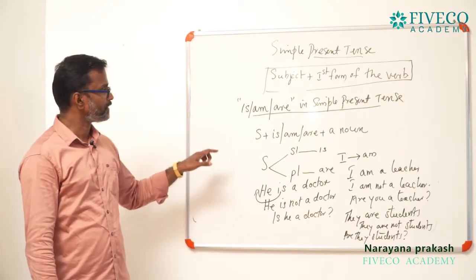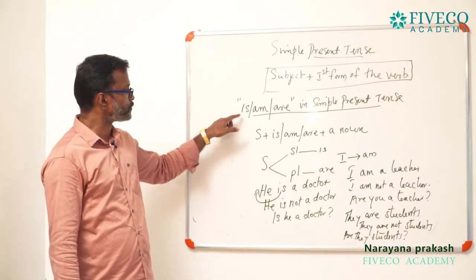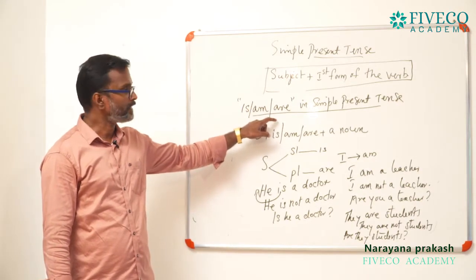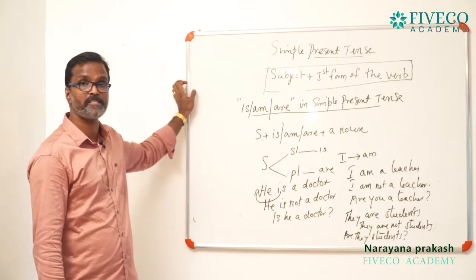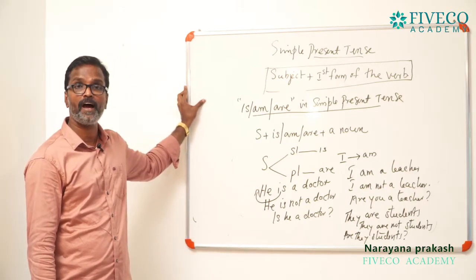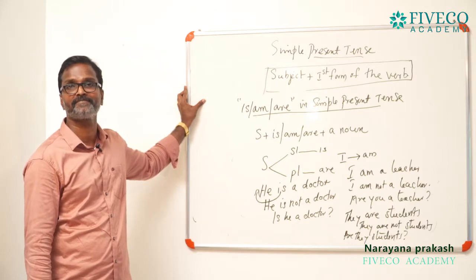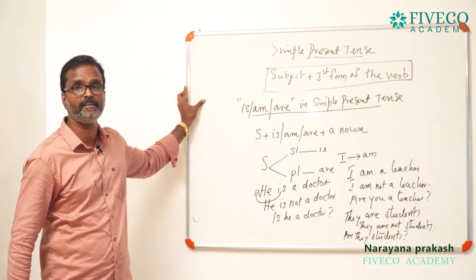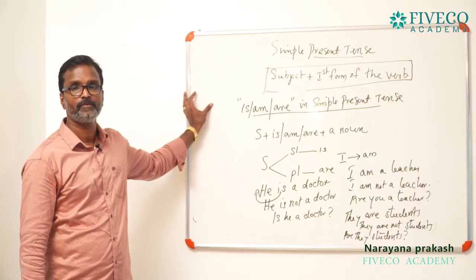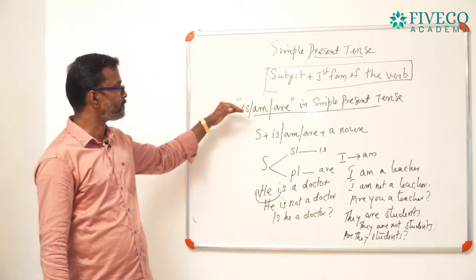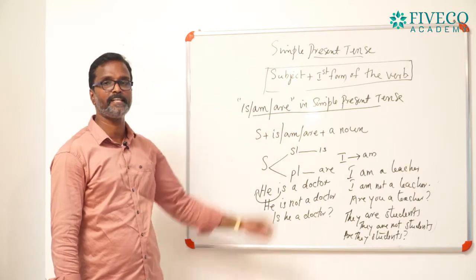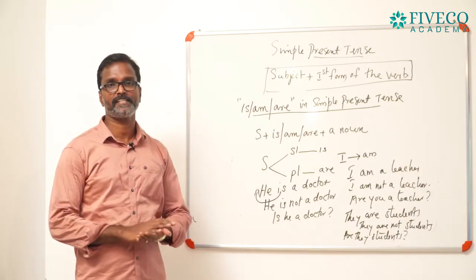Then we studied how we can use is or am or are in simple present tense. And there is one more item you want to study: has or have in simple present tense, which I didn't take. I shall deal with that portion in the next class. Okay, in the next class I shall discuss has or have in simple present tense, and we can take present continuous, present perfect, etc.